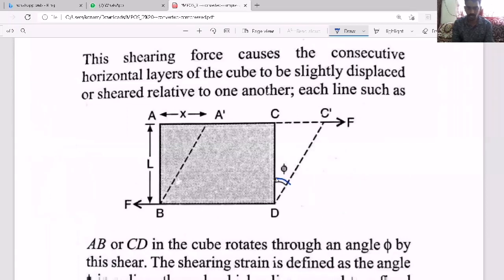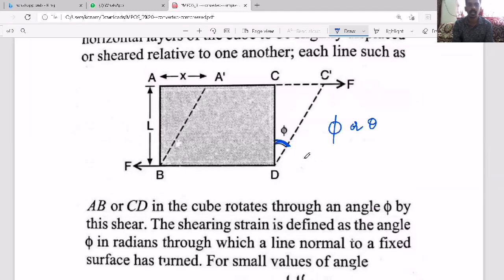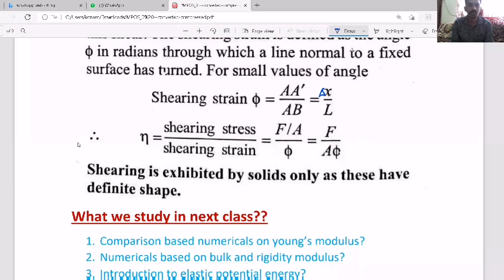Now, here the equation: if you take, shear stress is F by A only, already we defined, and shear strain is the angle through which it got rotated. Here they have taken phi. You take phi or theta, not a big issue. Then the shearing strain is delta x by L. Delta x means the shift in the position, delta x by L. So that is shear strain.